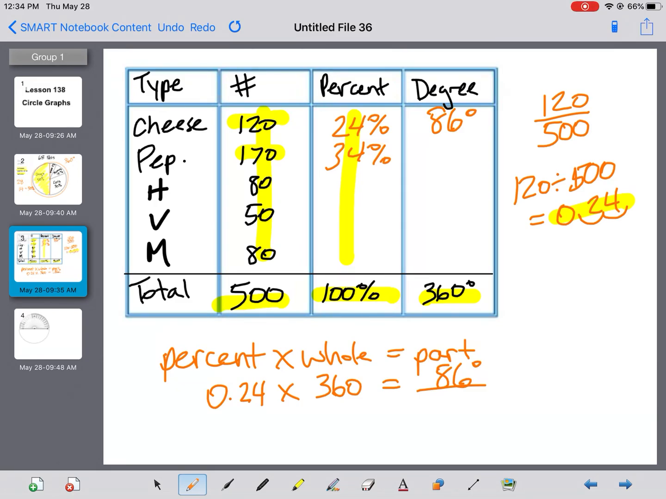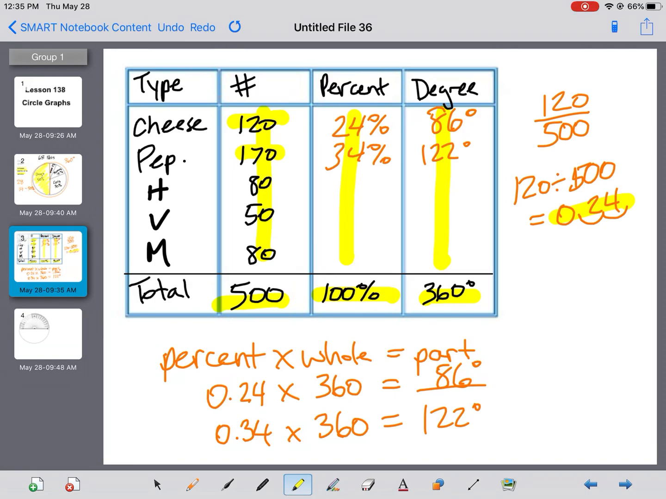And then for pepperoni pizza, you would do the same thing except with 0.34. So you're multiplying it by 360 and you'll end up with 122 degrees. So once you have your percents figured out, you can use that to figure out your degree values because you'll need those to be able to section off your circle correctly. And then just like the other columns, the numbers in this column should add up to 360 degrees or at least close if you had to do some rounding. So that's another good thing to check.